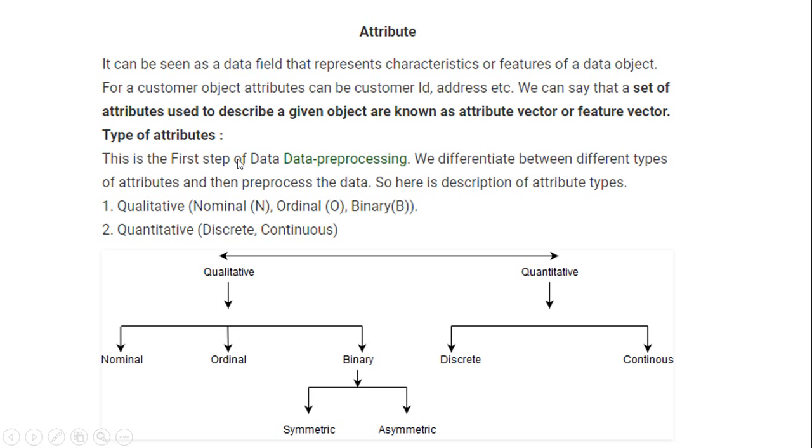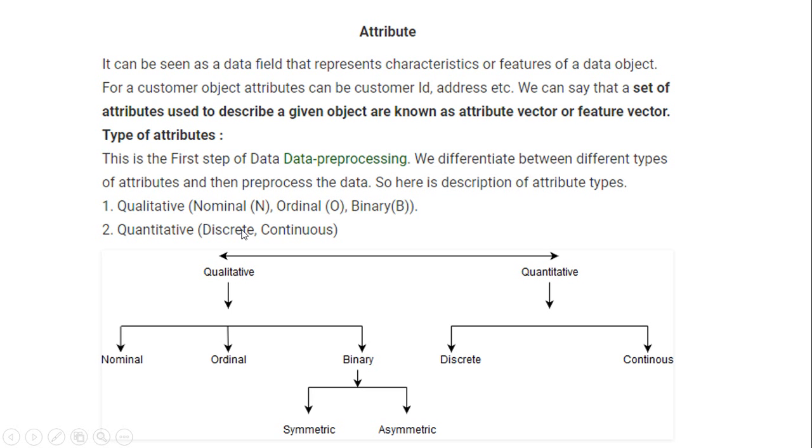This is the first step of data pre-processing. We differentiate between different types of attributes and then pre-process the data. So here is the description of attribute types. Qualitative, which involves nominal, ordinal, and binary. Quantitative, discrete, and continuous.